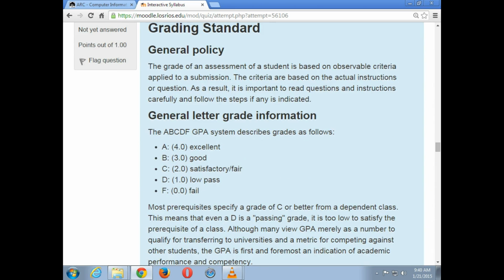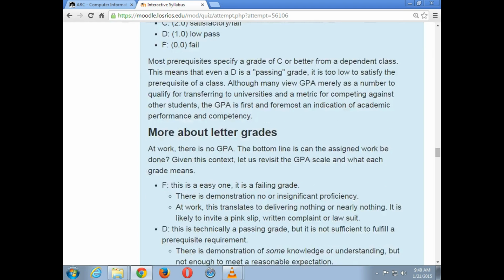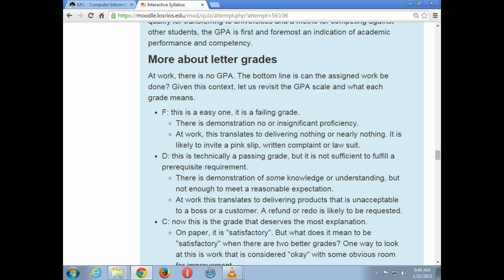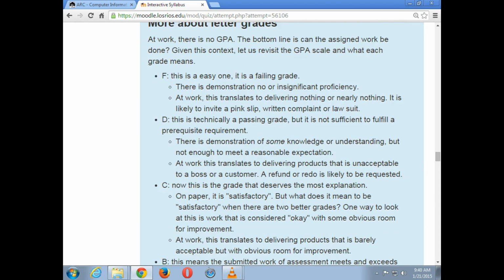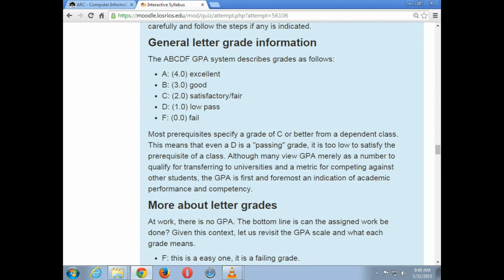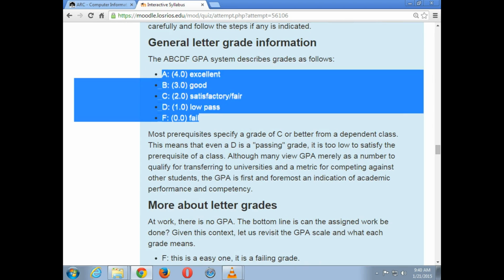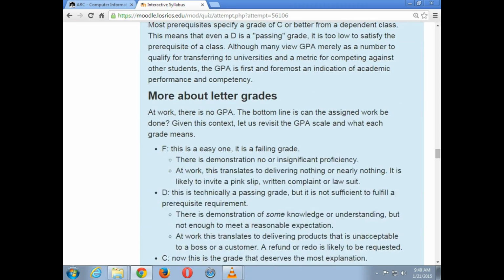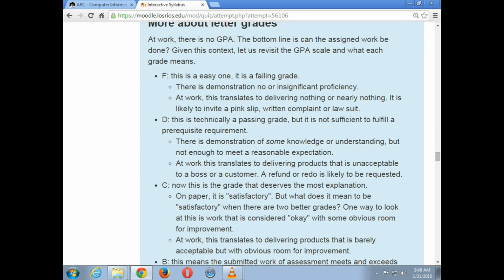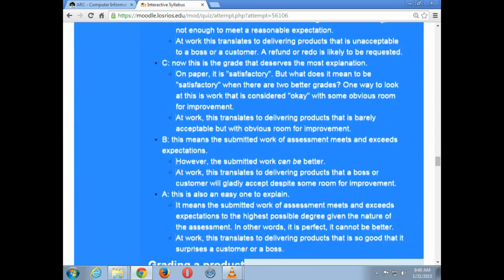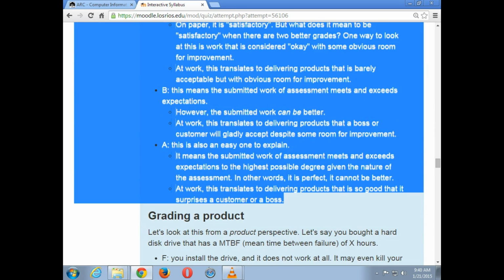Okay, grading standard. I'm going to skip a portion of this. I went through this yesterday. I'll just kind of show you the scheme here. So we have the usual A, B, C, D, F descriptions. I'm hoping this is not surprising to anyone in this class. And then we have A, B, C, D, F, but in the context of working.